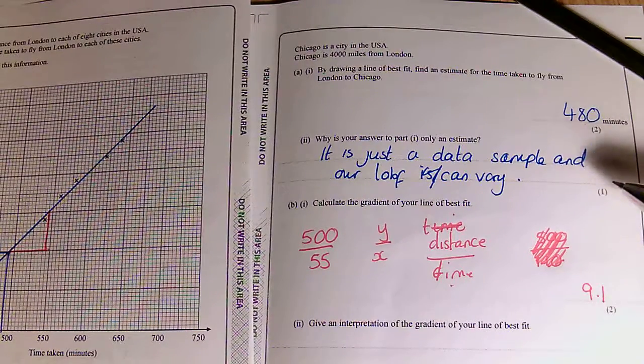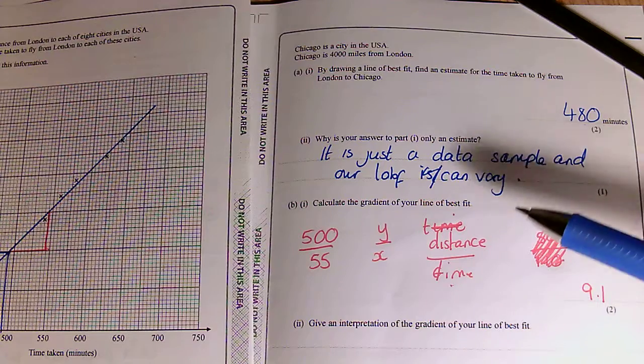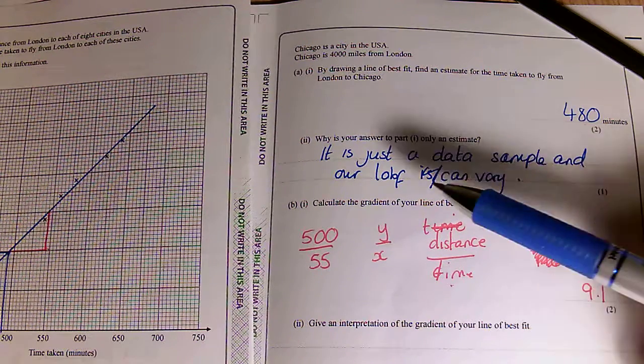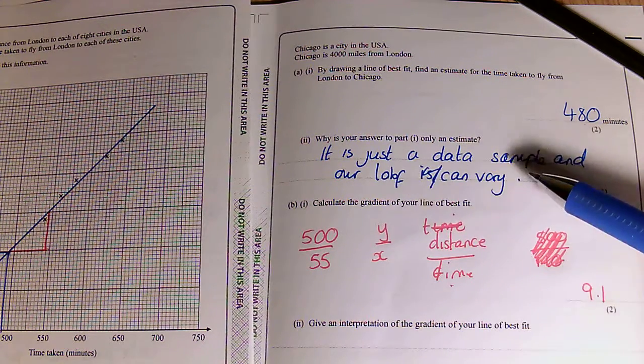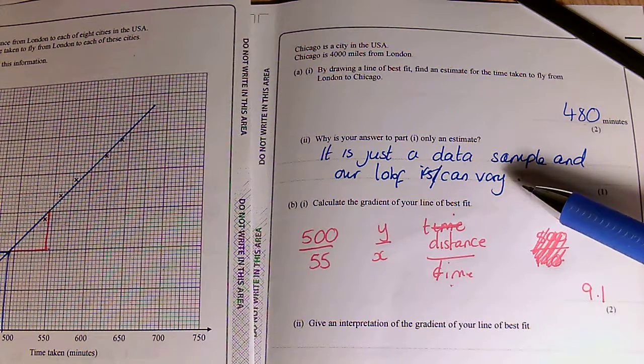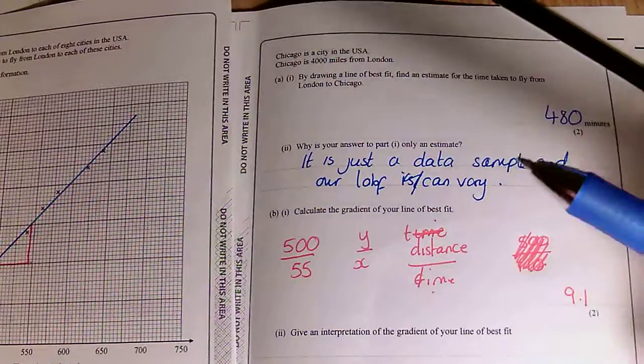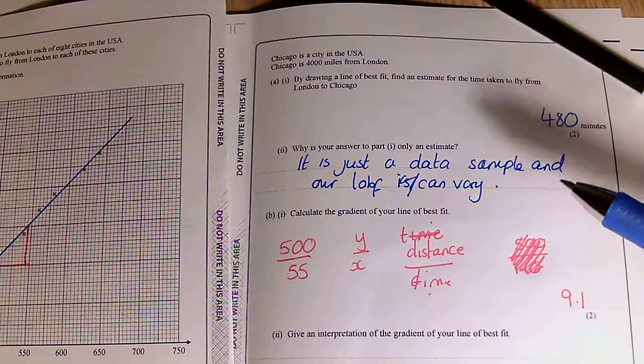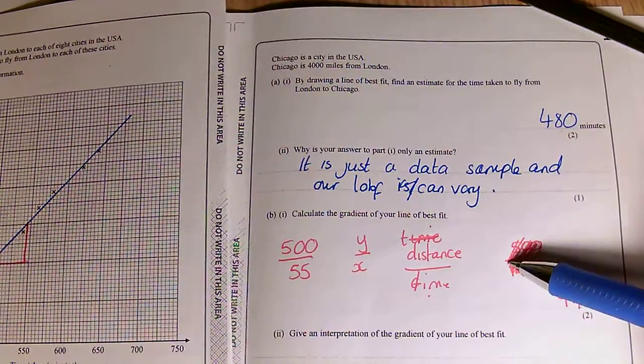Why is it only an estimate? Well, it's only an estimate because, A, it's a data sample. The line of best fit can vary, because the flights might not be direct. The flight might not be direct.